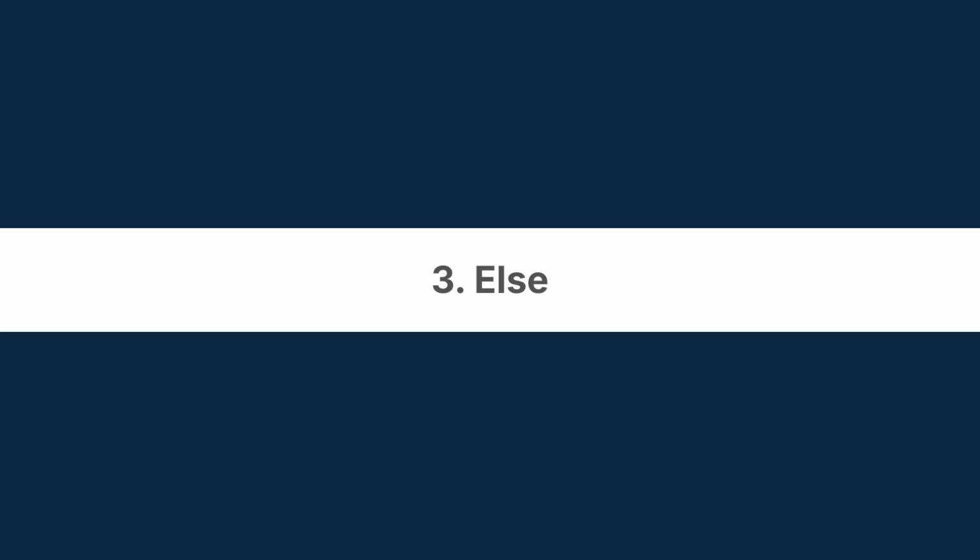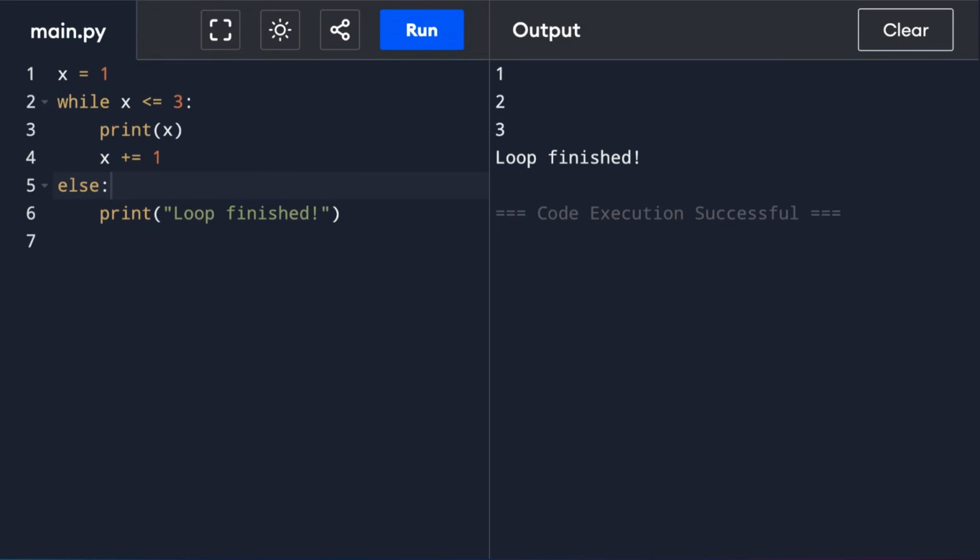3. While loop with else. This is an example of using else. The goal is to print numbers 1 to 3, and when the loop finishes, print loop finished at the end. We create a variable x and set it to 1. This is our starting point for counting.